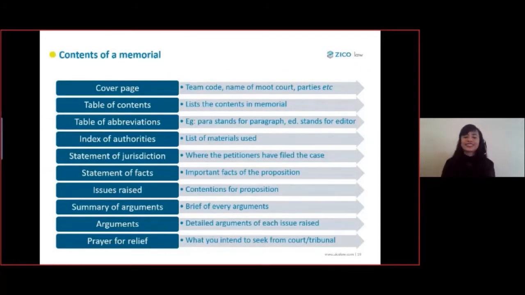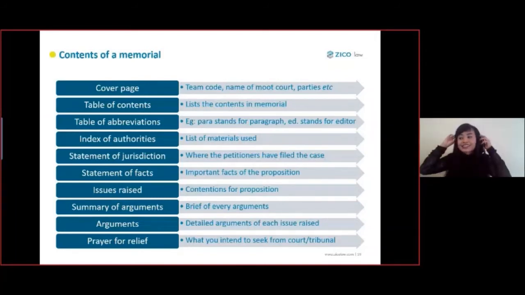Okay, so this is the content of a memorial. What's a good cover page? You should always make sure that it's consistent, that your font is consistent. You should always have a theme code, the name of your moot court, and the parties. If you want to be extra in your memorial writing, always put a cover page. Some teams print the cover page in color. That's something you can do. I believe it's aesthetic, and it's always good to have that.